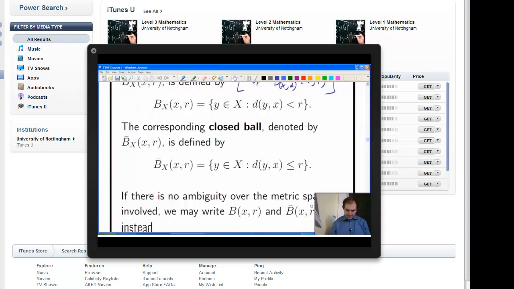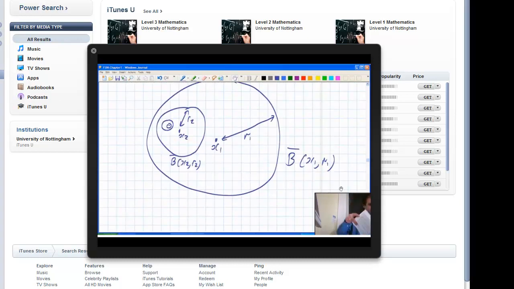You can also fast forward through the podcast. So we're going to prove lemma 1.4.